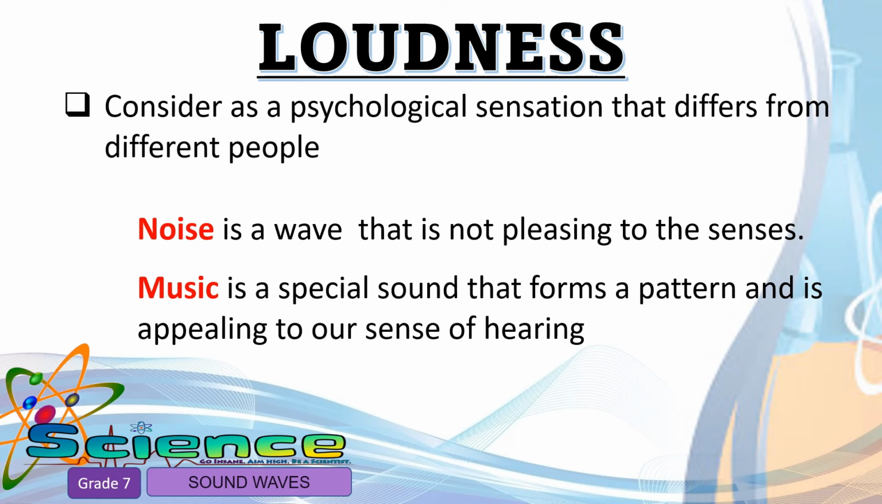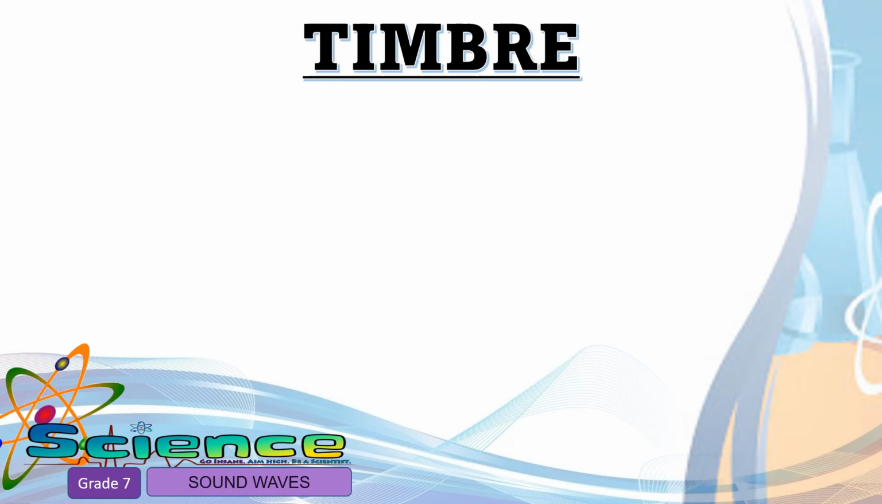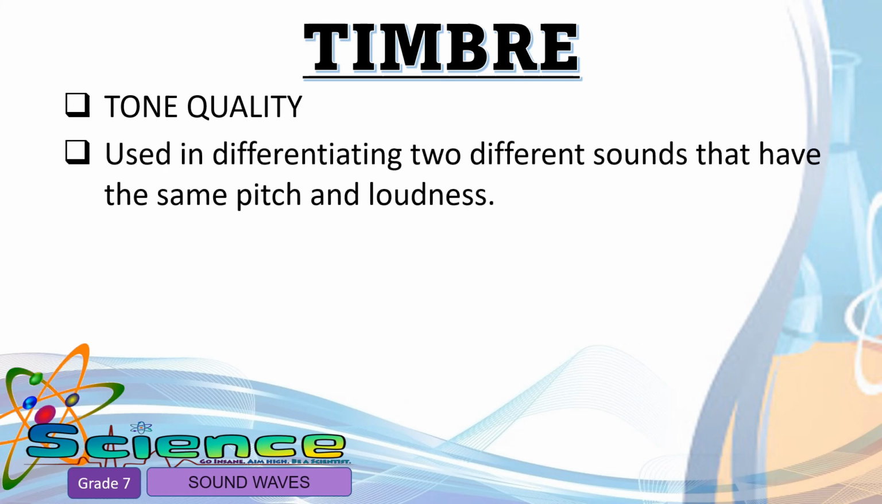Next characteristic is timbre or tone quality. Timbre is used in differentiating two different sounds that have the same pitch and loudness. It is how we identify the difference between the quality of tone of one instrument from another.